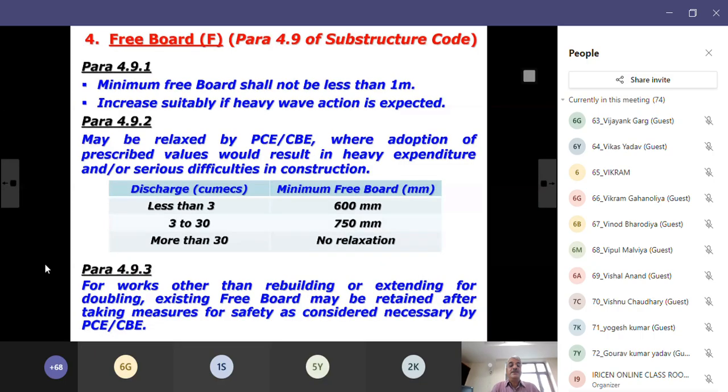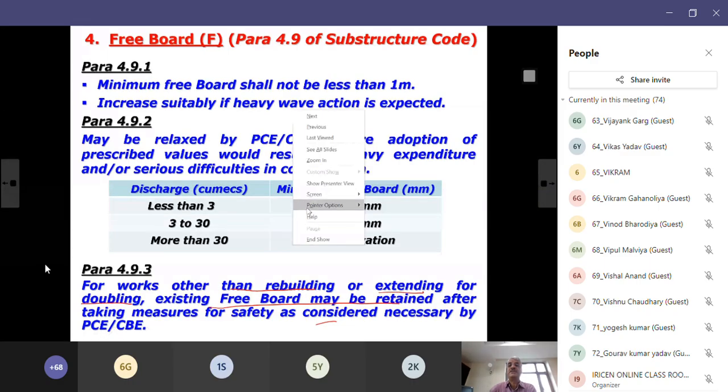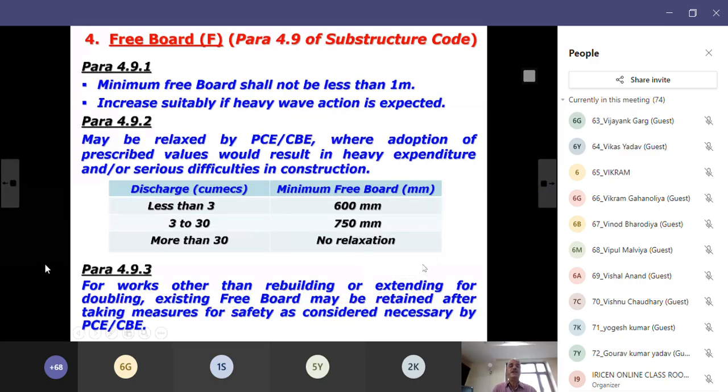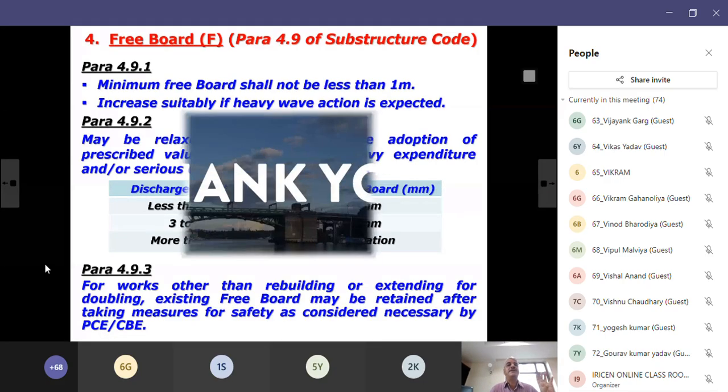And for works other than rebuilding, let us say you are changing the bed block or something, or extending for doubling. Let us say you are doing doubling where an existing bridge is there. Even if you provide freeboard in this bridge, the other bridge will get breached. So if you cannot get the required freeboard, don't worry. The existing freeboard can be retained after taking measures for safety as per site condition, whatever pitching, other bed protection and all, as per site condition you take, but you retain the freeboard of the existing line.